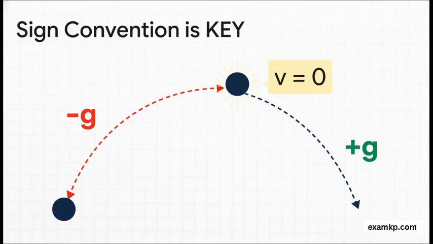Okay, listen up. This next part is absolutely crucial. Your sign convention. This is where so many students lose easy marks. But it's simple. If an object is falling downwards, moving with gravity, we take acceleration as a positive g. But if it's thrown upwards, it's fighting against gravity, so we use a negative g. And please remember this massive exam hint. At the very peak of its flight, its maximum height, the final velocity v is always 0.